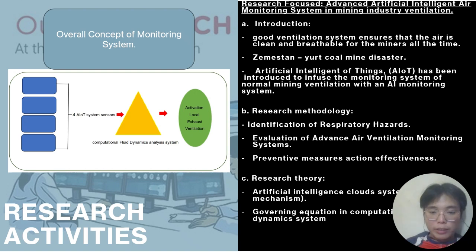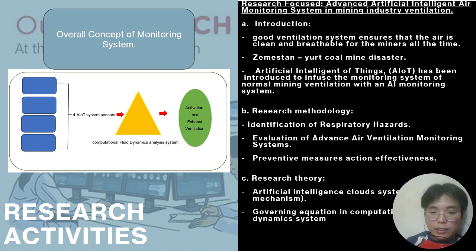The research theory is about the artificial intelligence cloud system. This artificial intelligence cloud system is basically a database that stores all the data collected through the sensors. It can be actively used in this mining system because it has a large database, and the data can be collected both online and offline. So no matter the condition, the artificial intelligence system will work perfectly.